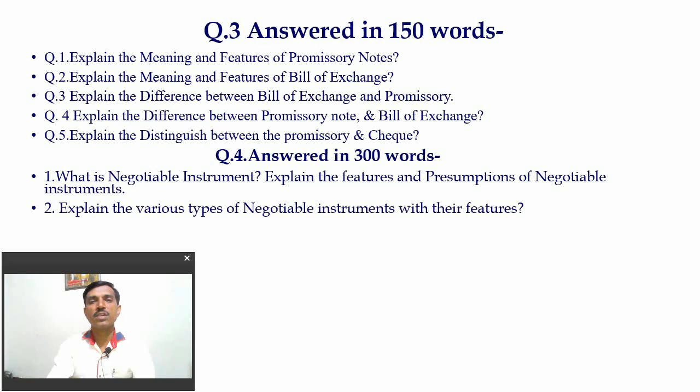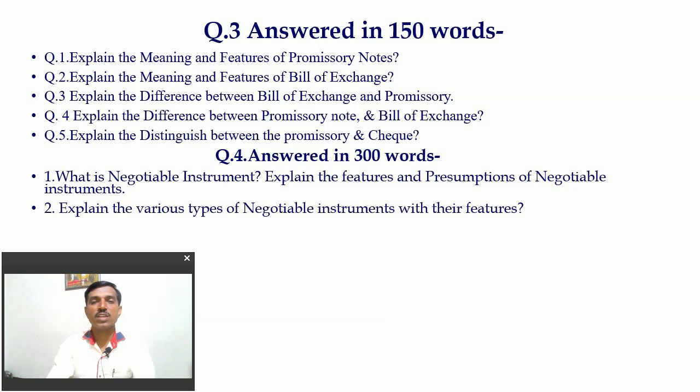Next is the answer in 150 words. The important questions, question numbers 3 and 4: explain the meaning and features of a promissory note, which we explained in lecture number 2 of this topic, or lecture number 12 of banking and finance. Explain the meaning and features of bill of exchange. Explain the difference between bill of exchange and promissory note. Or explain the distinction between promissory note and check. This question will be asked for 150 words or 10 marks.